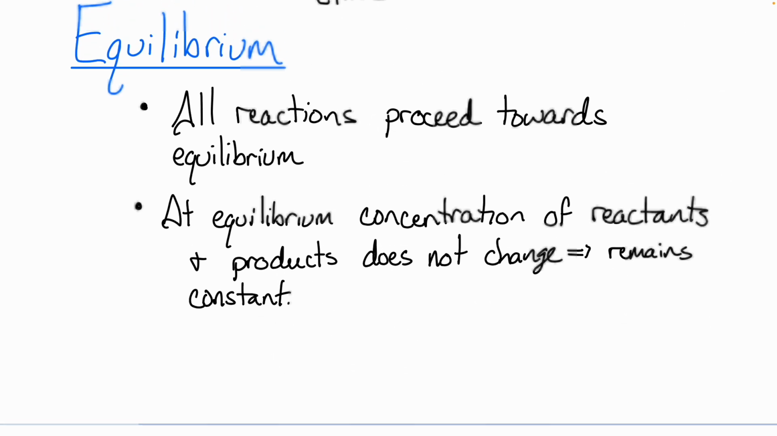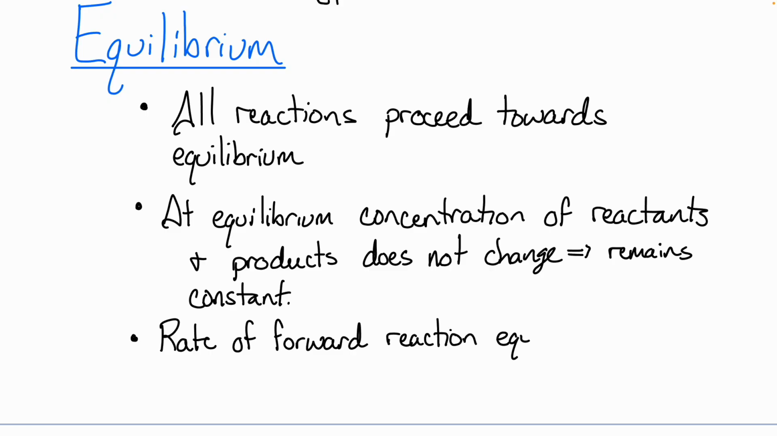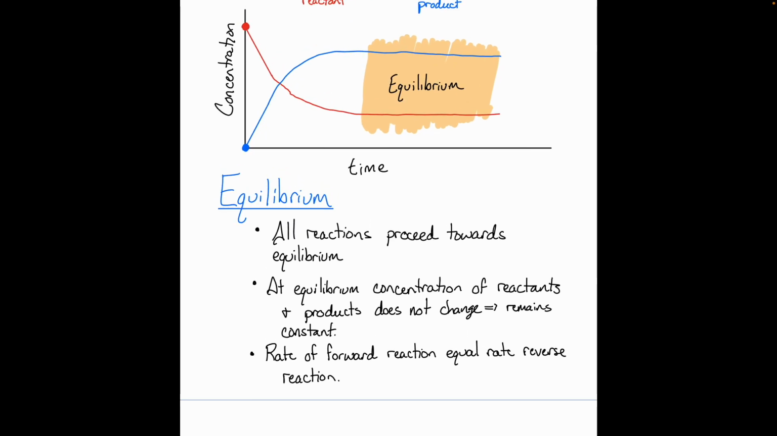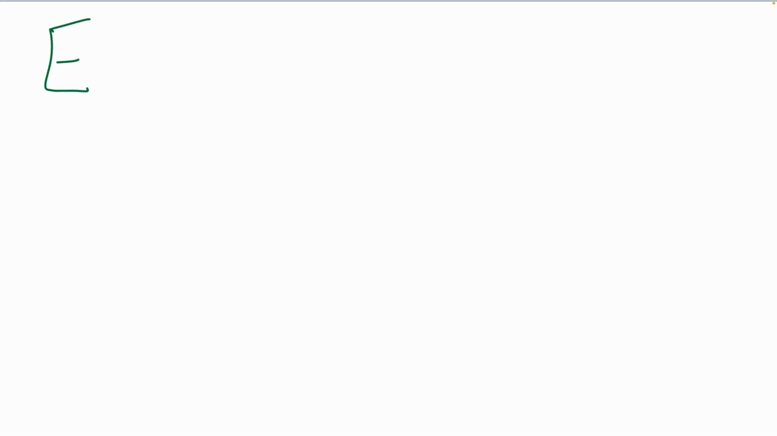Okay, and so at equilibrium, the rate of the forward reaction is equal to the rate of the reverse reaction. All right. Cool. So we have this quantitative measure of our equilibrium. What we're going to spend a lot of time today talking about is our equilibrium constant.